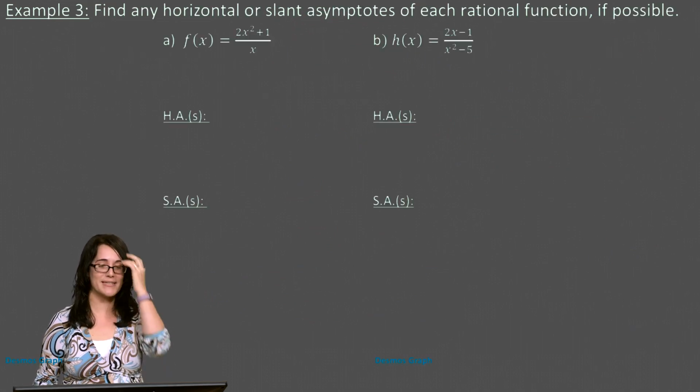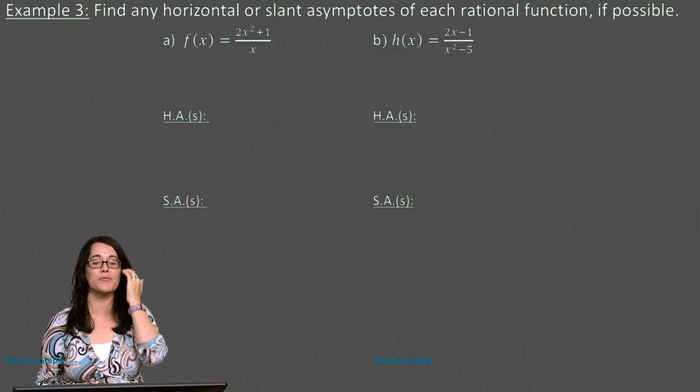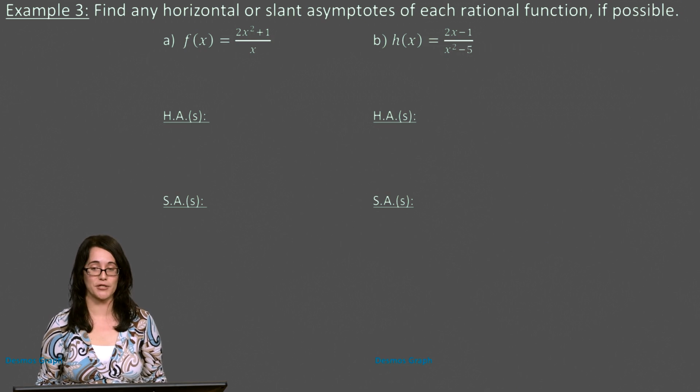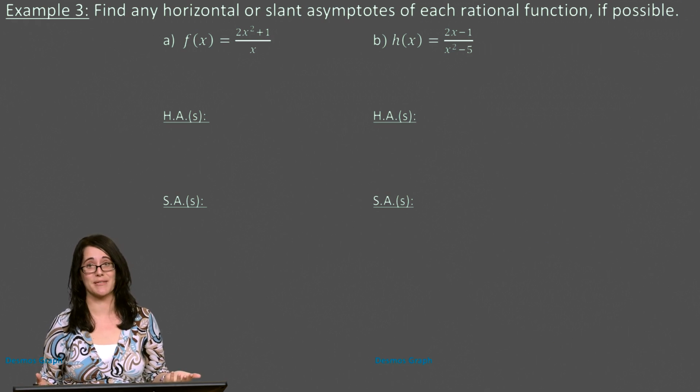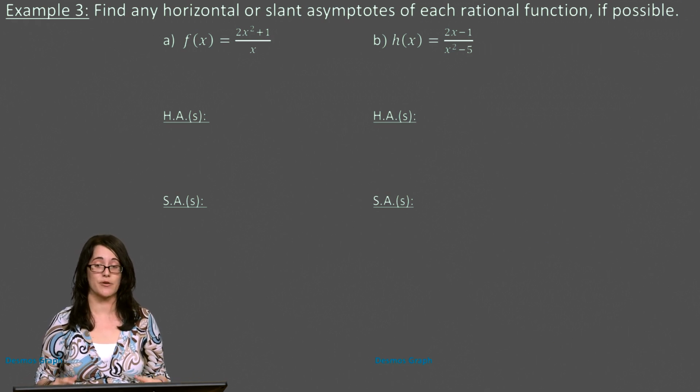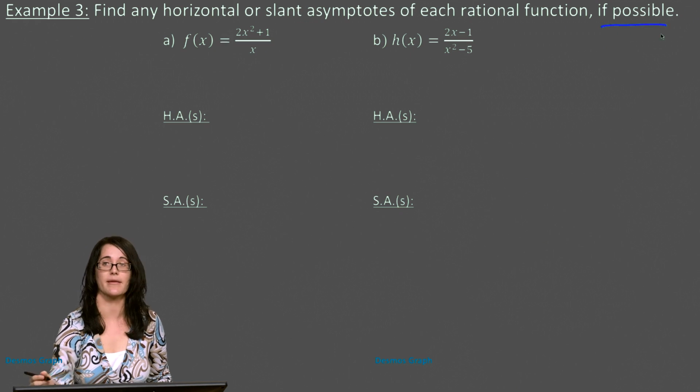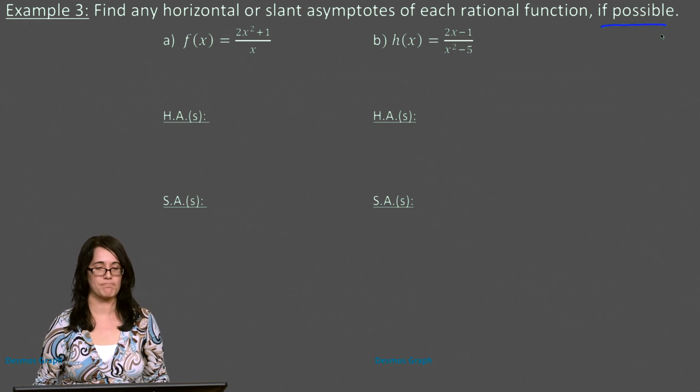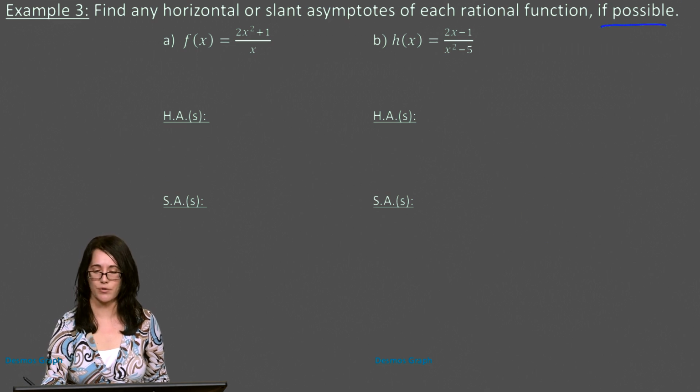In example 3, it says, can you find any horizontal or slant asymptotes for the rational function, if possible? Again, remember our 3-step rule? Sometimes there are no horizontal asymptotes and there are no slants. So it is sometimes going to be that case, okay? The if possible situation. Okay, so let's get started with our first one. It says f of x equals 2x squared plus 1 all divided by x.